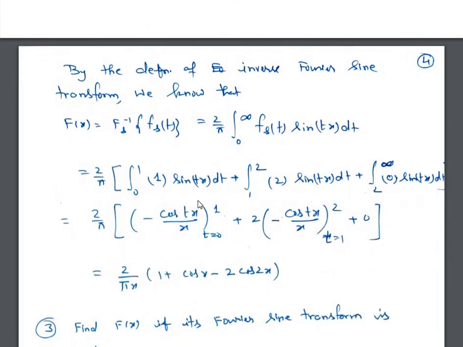So integrating, we have the integral of sin tx with respect to t is minus cos tx upon x, then 2 times minus cos tx upon x, plus 0. Now put the limits, we should get 2/(πx) times (1 + cos x − 2 cos 2x). This is 2 times minus cos tx upon x. Limits of t are from 1 to 2. This is not squared, limits are t equal to 1 to 2. So we get 2/(πx) times (1 + cos x − 2 cos 2x).